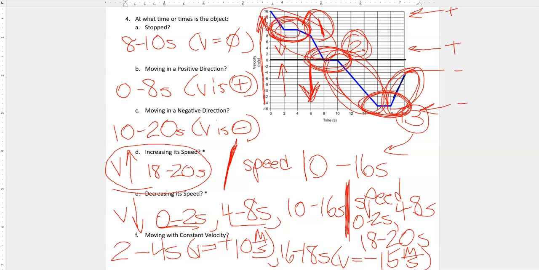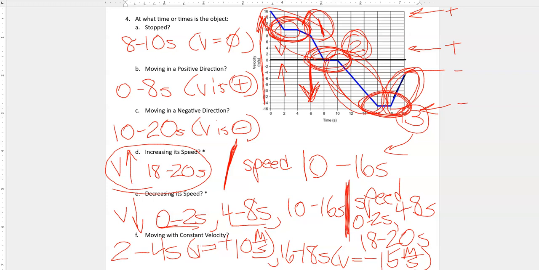You might say, well, why can't we use the period of time from 8 to 10 seconds? That's a constant velocity. Yes, it is constant velocity, but in this case, it is constantly 0. So we would say it's not moving relative to whatever we're measuring it against. And therefore, we wouldn't include it in part F. We would include it in part A, where it is stopped.